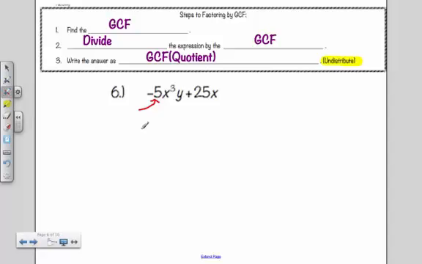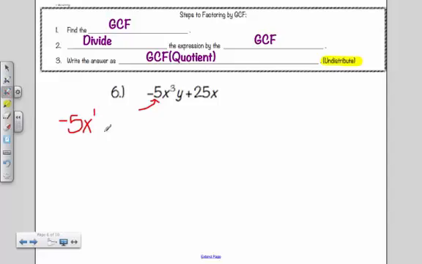So the GCF of -5 and 25 is going to be -5. Then you're going to look at your variables. Look at each variable separately. So let's look at the x's first. You've got x to the third power here, and you have x to the first power. Remember, we're going to look for the lowest exponent. So the lowest exponent in common with the x's is x to the first power.